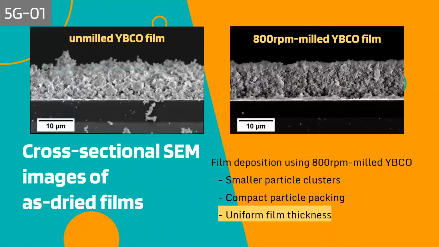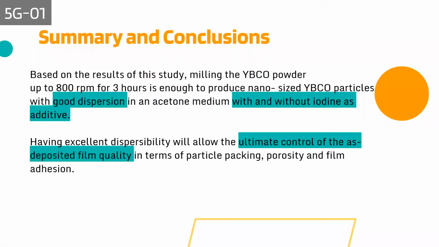As expected, the thin film deposited with milled powders have smaller particle clusters, compact particle packing, and uniform film thickness. Based on these results, milling the YBCO powder up to 800 RPM for 3 hours is enough to produce nano-sized YBCO particles with good dispersion in an acetone medium with and without iodine. Having this excellent dispersibility will allow the ultimate control of different as deposited film qualities.